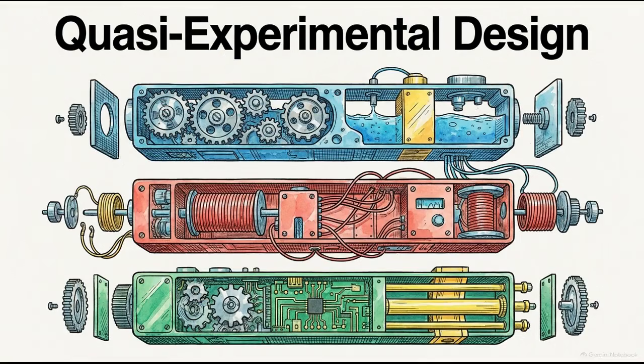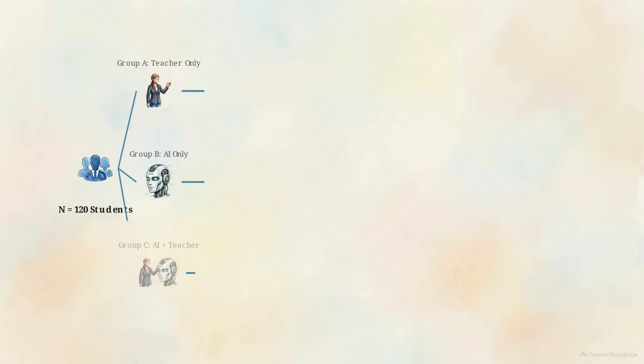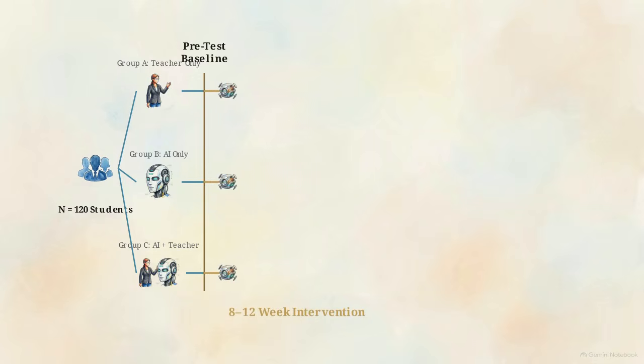To empirically validate this intervention, the study requires a strict, multi-arm quasi-experimental design. Look at this trial design. We take a recommended sample size of 120 students and divide them into 3 distinct comparative groups. Group A receives traditional teacher feedback only, Group B receives AI feedback only, Group C receives both. Before the intervention begins, all students complete a pretest to establish a concrete baseline.